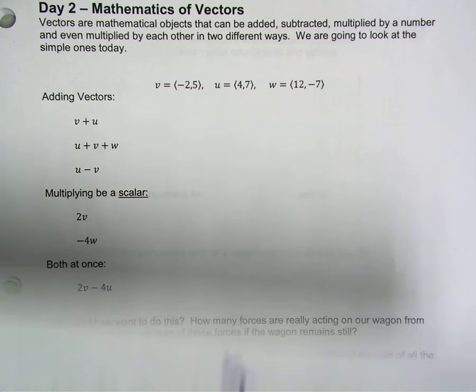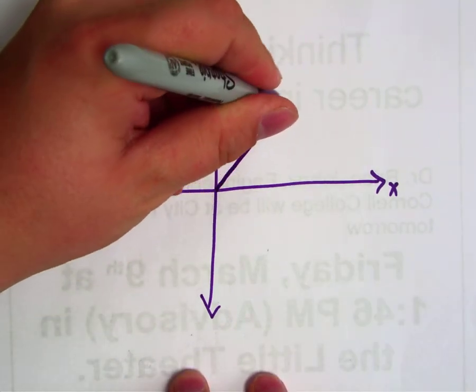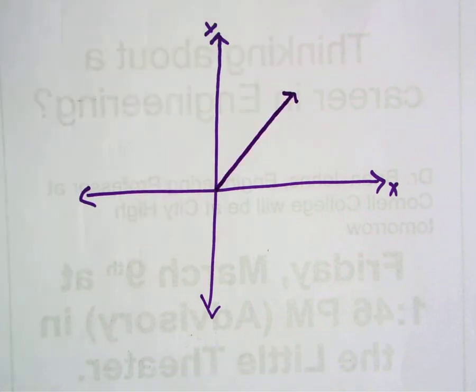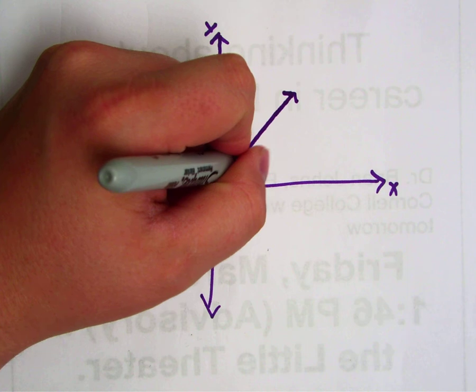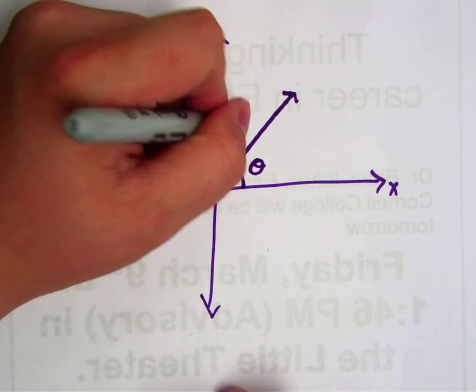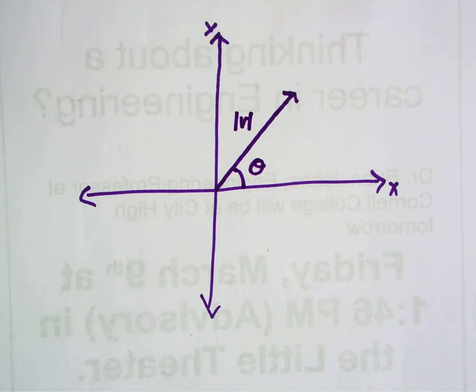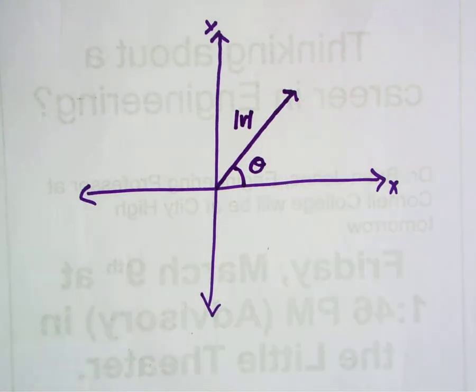Just a quick reminder from yesterday when we talked about vectors: a vector is an object that has both a magnitude and a direction. We measure direction the exact same way, in polar coordinates, and our magnitude is just the distance we've gone from our starting point. Usually we just draw these at the origin to make them a little bit easier.